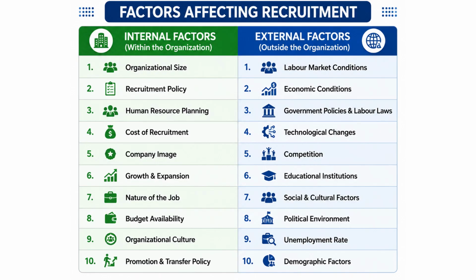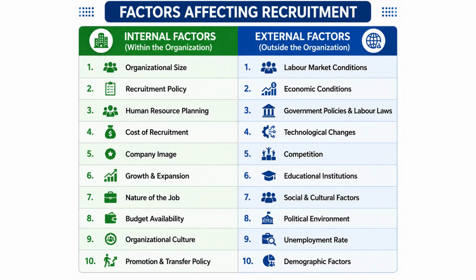Ninth one is unemployment rate. Unemployment rate influences the availability of candidates. Higher unemployment means more applicants for each job. Lower unemployment means companies may find it difficult to find highly skilled employees. And tenth factor is demographic factor. Population characteristics such as age, education, gender, and workforce ability also affect recruitment. For example, a city with engineering colleges provides a large pool of engineering graduates for IT companies.